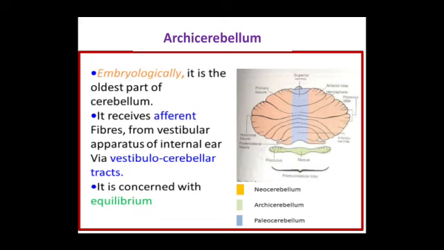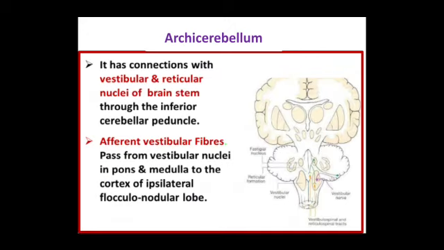It receives afferent fibers from the vestibular apparatus of the internal ear via the vestibulocerebellar tracts. It is concerned with equilibrium. It has connection with vestibular and reticular nuclei of the brainstem through the inferior cerebellar peduncle. The afferent vestibular fibers pass from vestibular nuclei in pons and medulla to the cortex of the ipsilateral flocculonodular lobe.